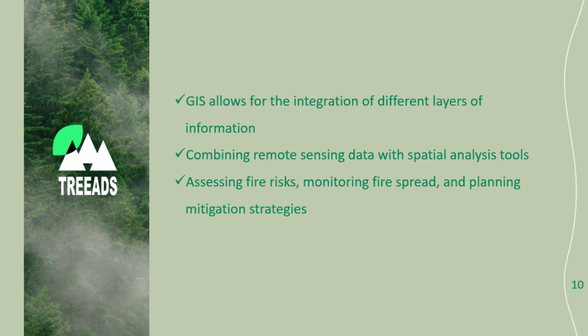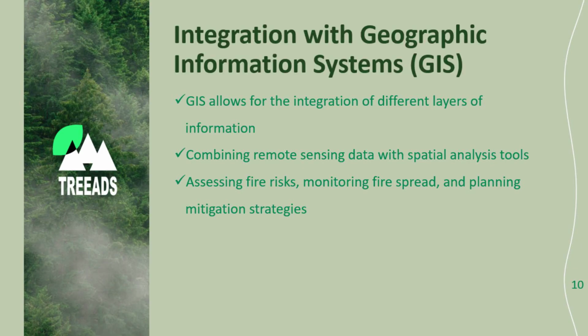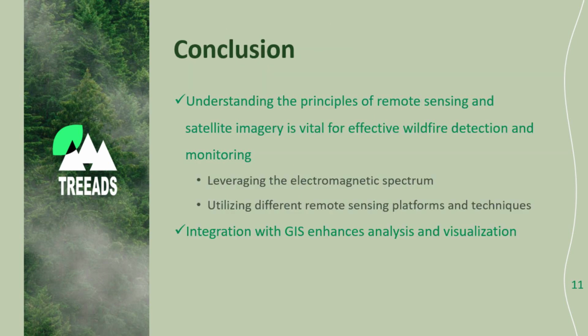Geographic Information Systems, GIS, play a crucial role in the analysis and visualization of remote sensing data. GIS allows for the integration of different layers of information, such as satellite imagery, topographic data, and land cover maps. By combining remote sensing data with spatial analysis tools, wildfire analysts can assess fire risks, monitor fire spread, and plan mitigation strategies efficiently.